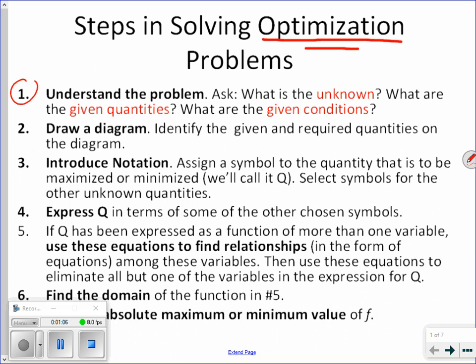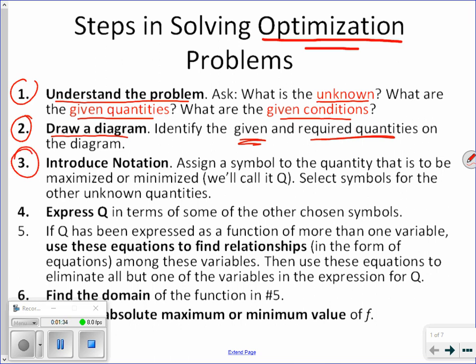So number one, it's pretty obvious, but it's like with related rates. You've got to understand what the problem's asking you. You've got to figure out what the unknowns are, what the given quantities are, and what the given conditions are. So we're going to break all this stuff down. Just like with related rates, if you can draw a diagram or a picture, do that. Identify the given and the required quantities on the diagram, just like with related rates.